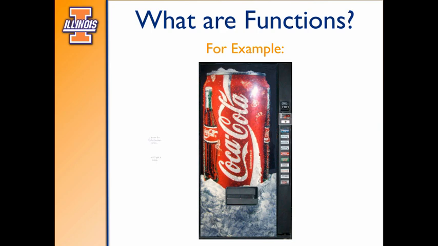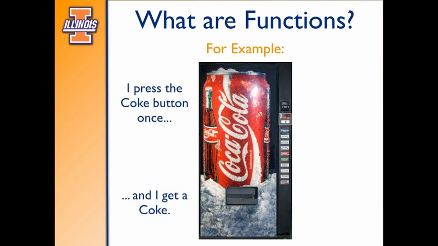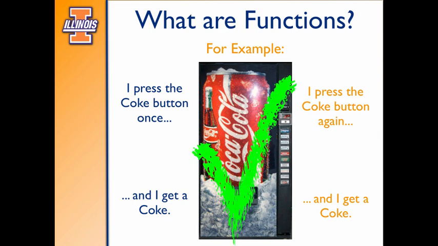For example, let's say I take this machine, I press the Coke button, I get a Coke. The very next day, I press the Coke button again, I get a Coke again. As far as I know, every time I press that Coke button, I'm going to get that same drink. Therefore, this machine is a function. That's a good machine.